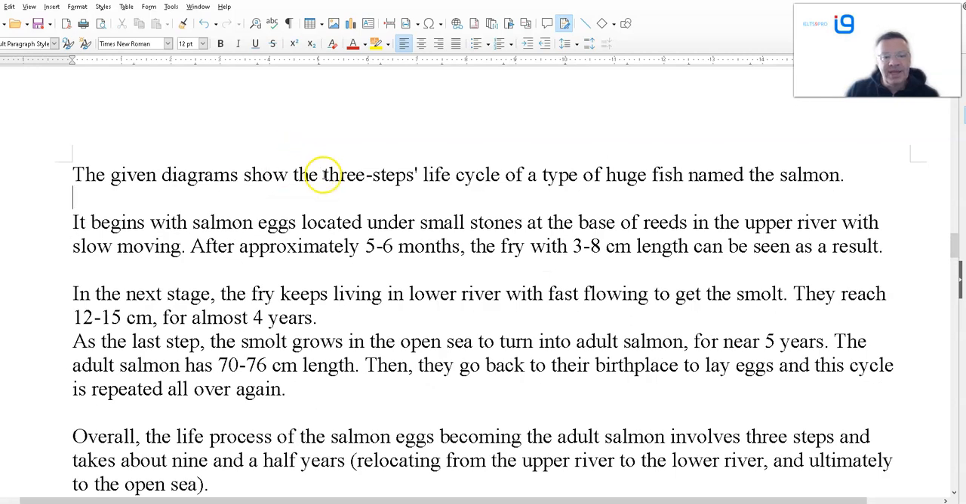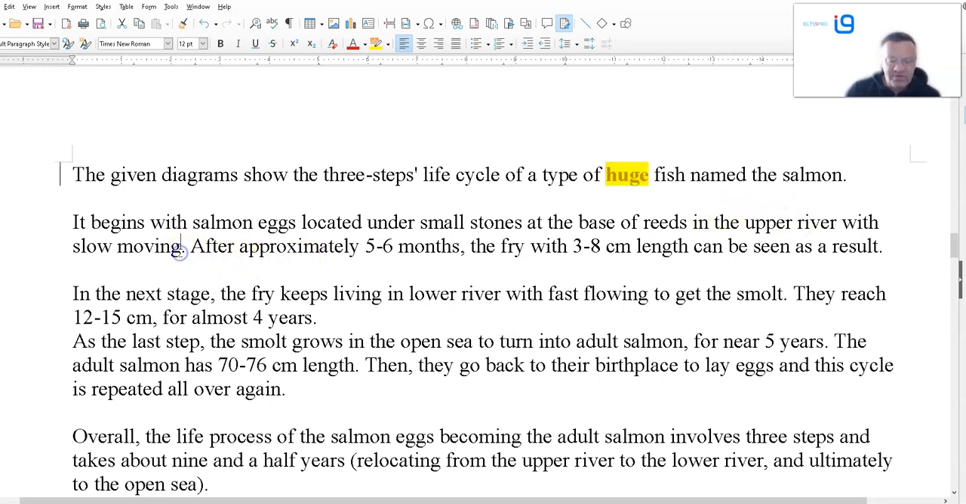3 steps. Again, they've counted 1, 2, 3, but they've missed the egg stage. Eggs, fry, smolt, adult salmon. It's not 3 steps or stages. Now, huge. It's not huge. Huge means huge. It's a large fish, not huge.